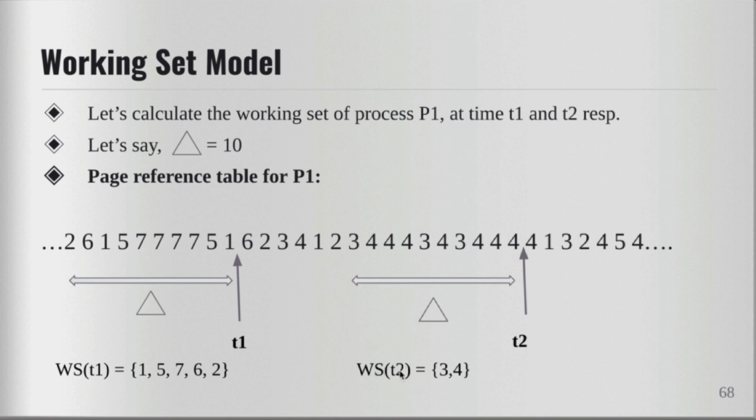Then the working set window at T2, time 2. So we take it from here, go up until here. You can see the unique ones are only 3, 4. So this is the working set window at each time. And this is what I was talking about in terms of working set window.